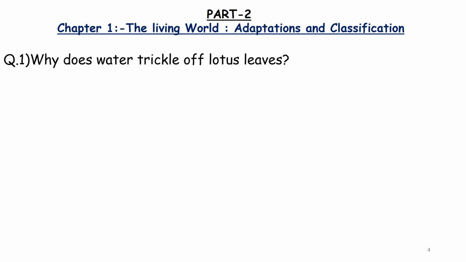And its answer is, lotus is an aquatic plant that has a coating of waxy layer on its stems and leaves. If water falls on the leaves, it is not absorbed but gets trickled down. And the main reason for this trickling down of water is the coating of the waxy layer on it. Understood?